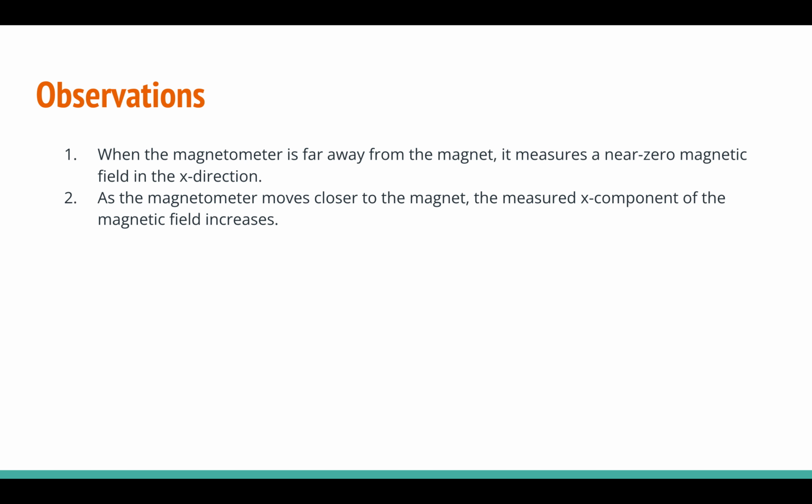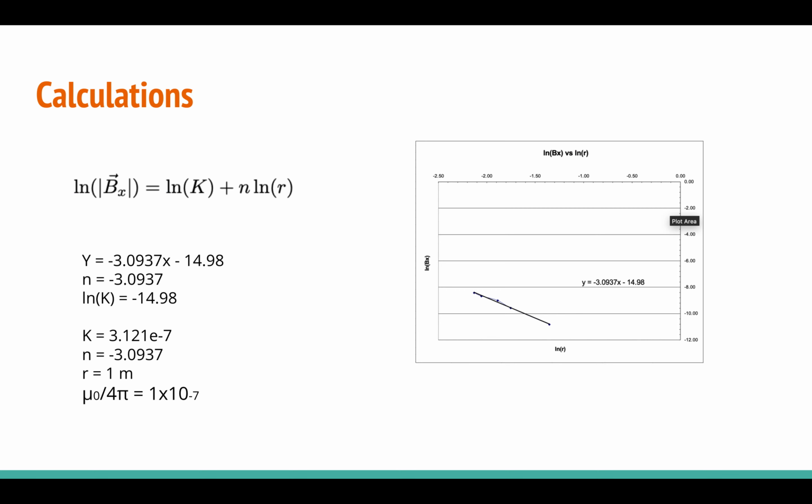Before moving on to the calculations obtained for this lab, let's discuss some observations experienced during the procedure. An inverse relationship between magnetometer distance from the magnet and magnitude of the x component of the magnetic field was observed. In other words, as the magnetometer moved closer to the magnet, the x component of the magnetic field increased and vice versa. And once the magnetometer was far enough away from the magnet, the x component of the magnetic field eventually became near zero.